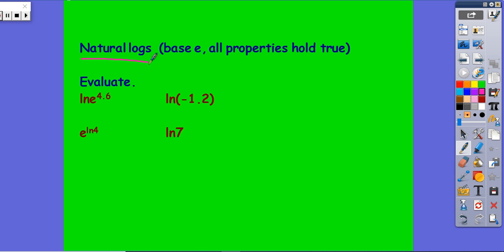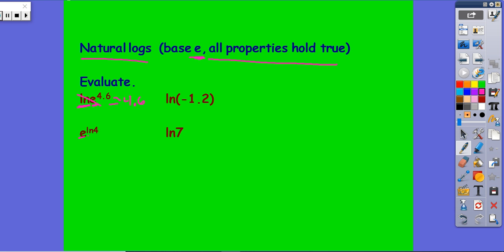The next one we're going to look at is the natural logs, and those are a base e. And the same properties for all log functions hold true. Nothing's going to change. So we're going to evaluate it, and the ln, the natural log, and the e, they're inverses of each other, so they undo each other. So this is equal to 4.6.